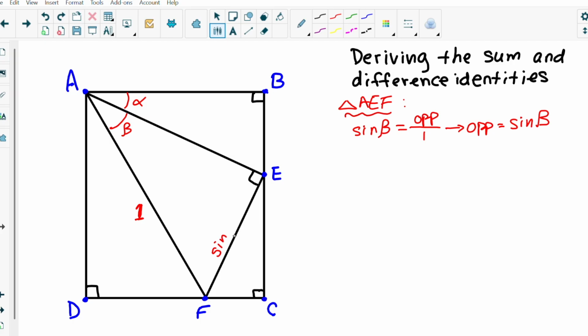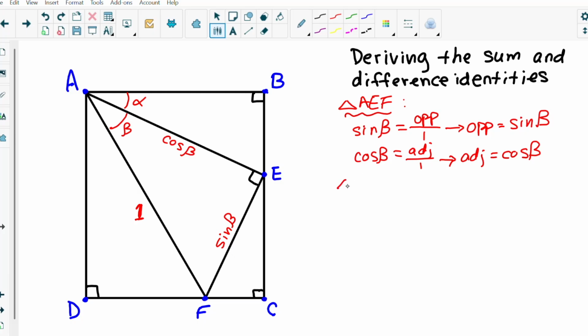So I will call this sine of beta. Okay, let's do the same thing with the cosine of beta. Well, that's the adjacent side here. Cosine of beta is adjacent divided by the hypotenuse, which is 1. And so the adjacent side equals cosine of beta. So let's label that. So the adjacent side here is cosine of beta.